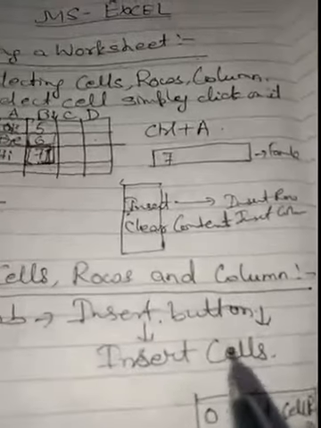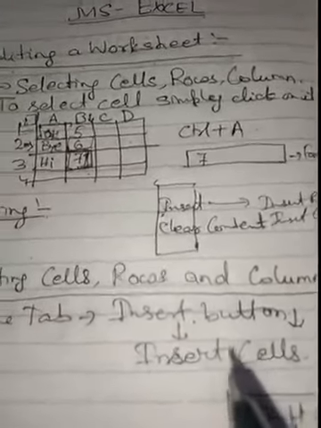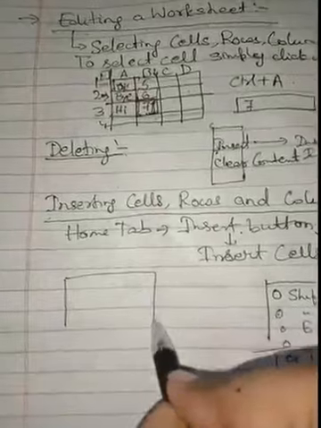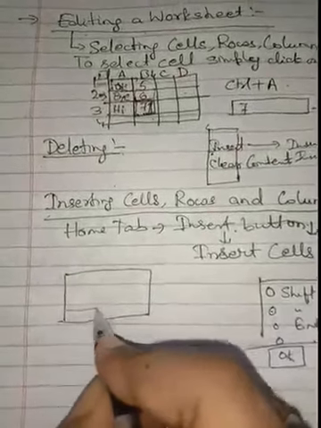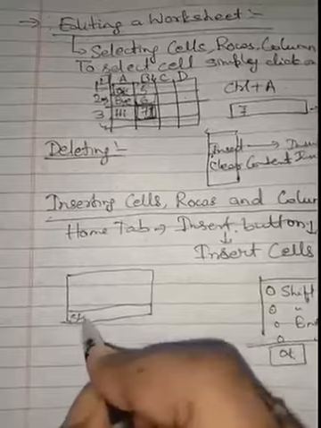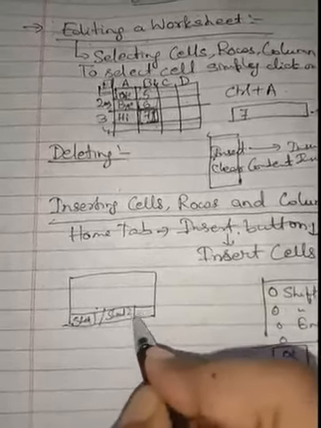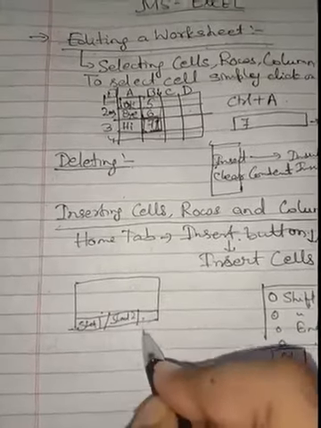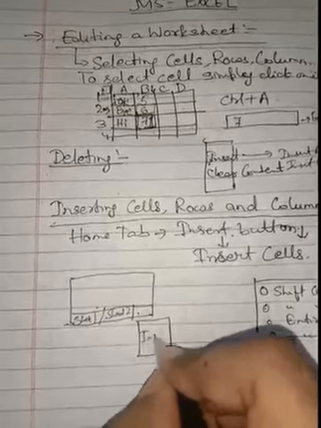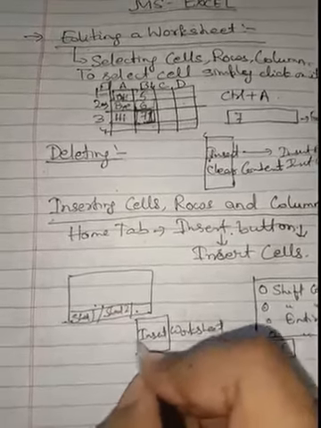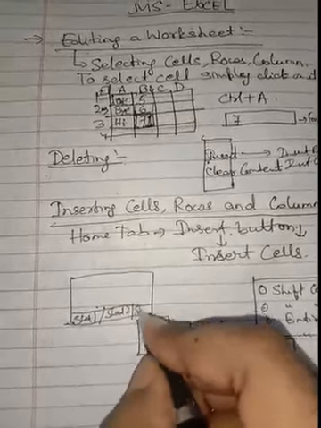Now in order to insert a new worksheet, what are the things that we should do? Suppose this is the worksheet over here, and in the status bar it will be written sheet 1, sheet 2. Now if you want to insert a new worksheet, right click over here. As soon as you right click, the drop down menu will appear and the option of insert worksheet will appear.